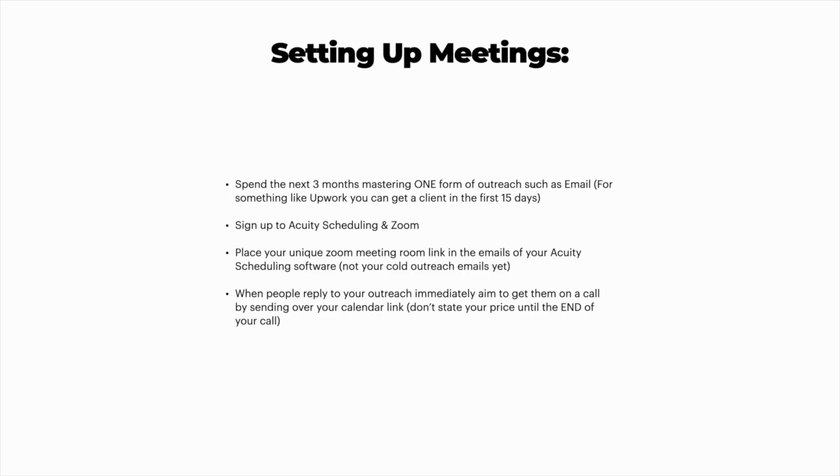What I mean by that is when people reply to your outreach, you're immediately going to get them on a call by actually sending over your calendar link. So what I mean by this, guys, is when you sign up for Acuity Scheduling and Zoom, it will give you a unique meeting room link, like I mentioned before. You put that in your Acuity Scheduling automated follow-up emails for when someone books in a call with you. This link does not go in your cold emails. I know this is going to confuse people.